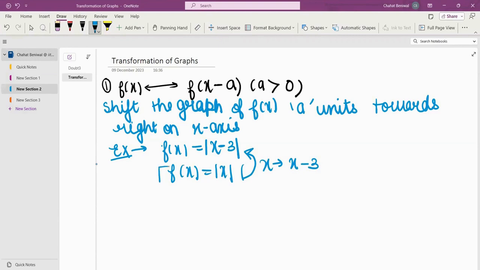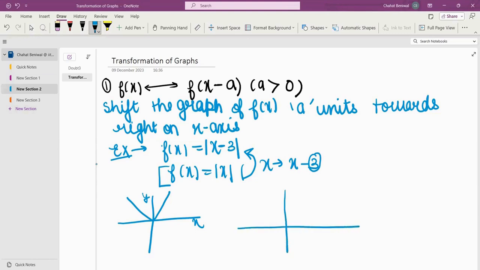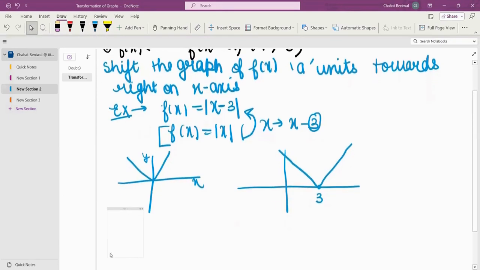So first, let us make the original function, which is, okay, we all know y is equal to mod x looks like this. Y and x. Okay, now we are applying this transformation, and here our a is 3. So as we said, we are going to shift the graph of f(x) a units towards right. We know the graph of y is equal to mod x looks like this, but we are going to shift it 3 units, and now this is going to be the required graph. Okay, so let us go further.